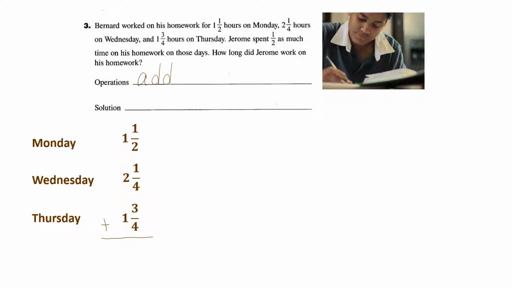So to use a model, we would have 1, and then here we'd have 2, and here we'd have 1. Now if I break this down into fourths, this would be 1/4, and this would be 3/4. So that essentially is one whole thing. So this would be one whole, this would be one whole, and then we have a half.